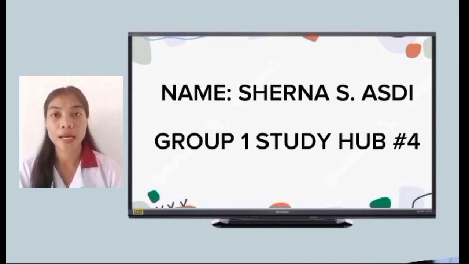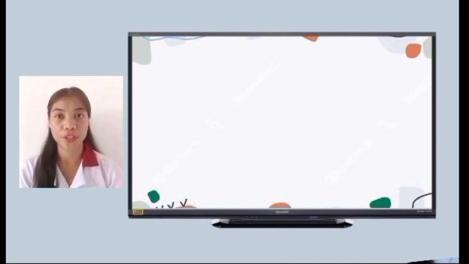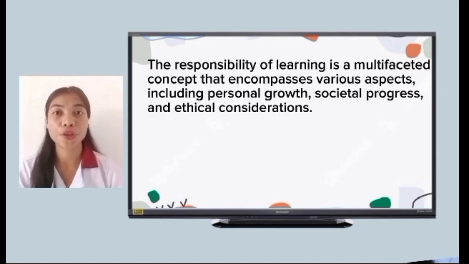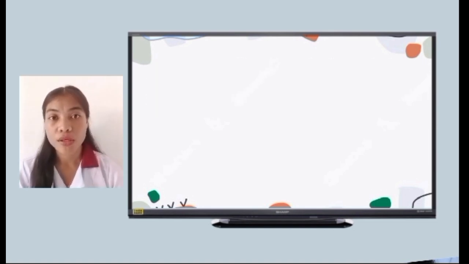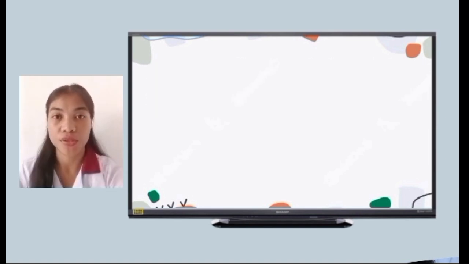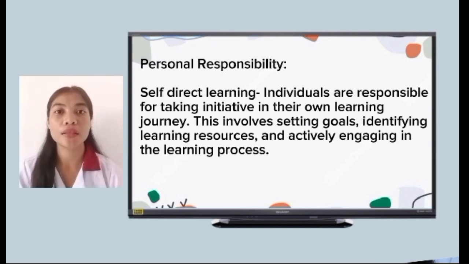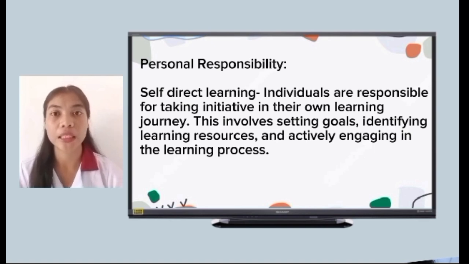So today I will discuss the responsibility of learning. The responsibility of learning is a multifaceted concept that encompasses various aspects including personal growth, societal progress, and ethical consideration. The responsibility of learning has 3 aspects, which are personal growth, societal progress, and ethical consideration. Personal responsibility has self-directed learning, lifelong learning, and critical thinking and evaluation.